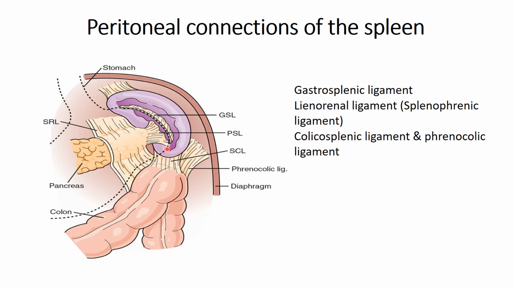Now at the splenic flexure of the colon, or the colic impression on the spleen, this portion is connected to the colic flexure by some fibers of the peritoneal reflection, and this is known as the colicosplenic ligament, and these are part of the phrenicocolic ligament, which connects the splenic flexure of the colon to the left hemidiaphragm.